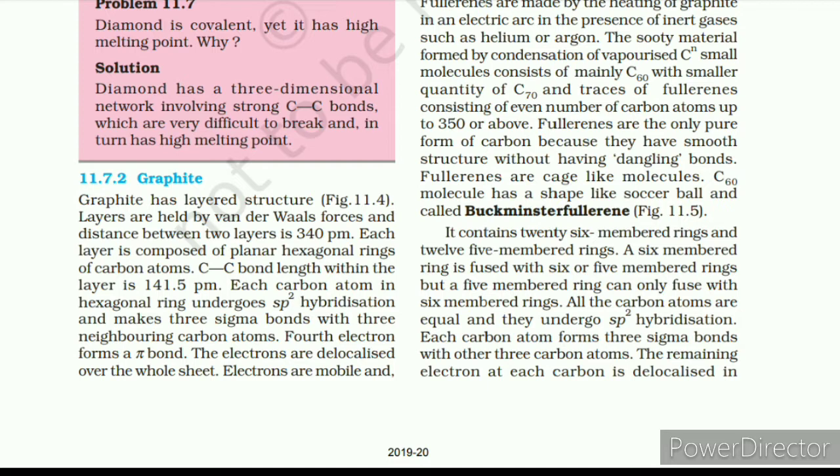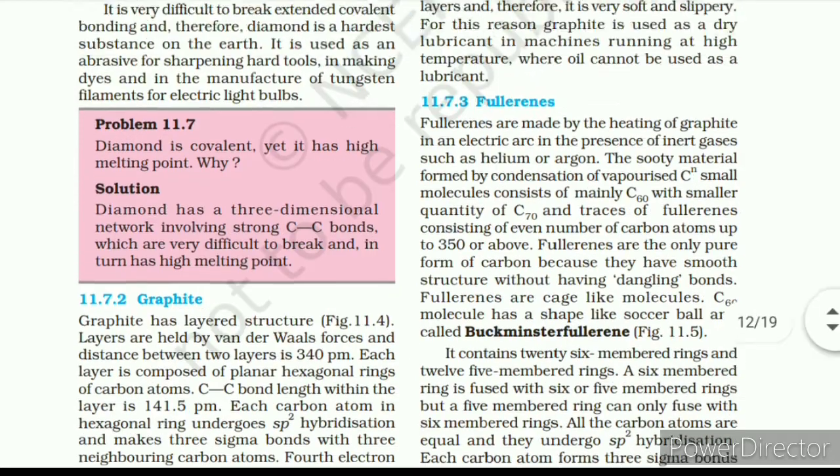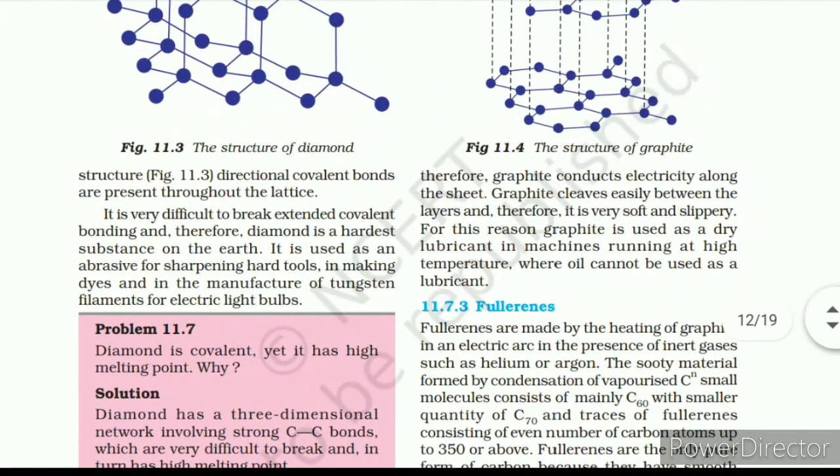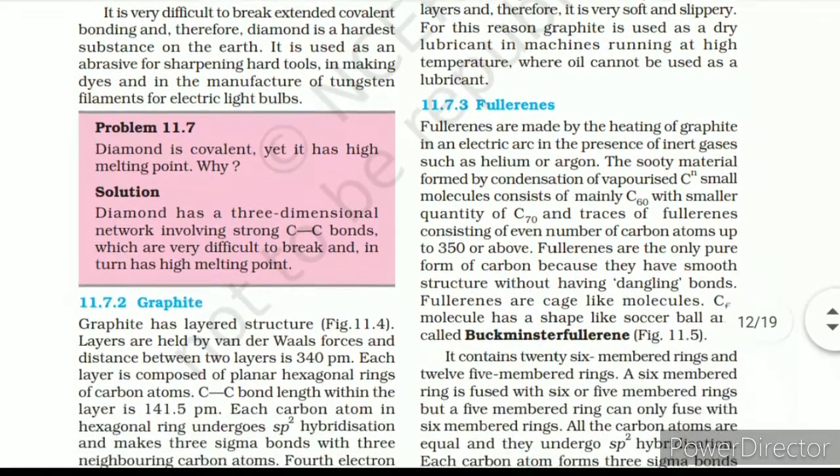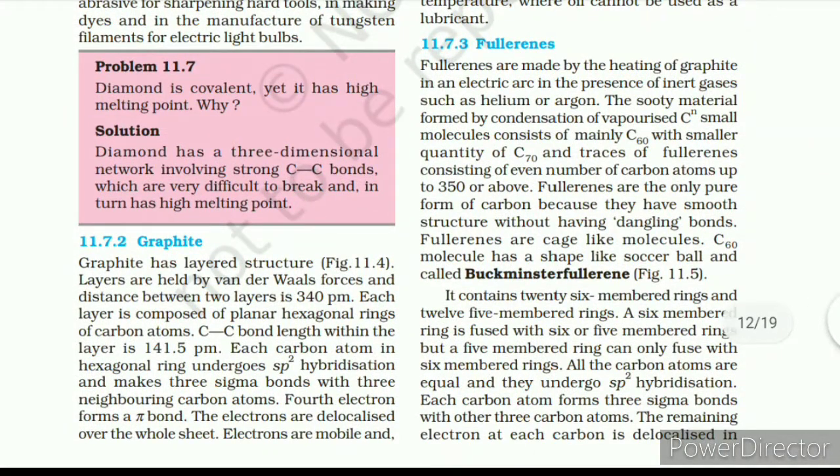11.7.3 Fullerenes. Fullerenes are made by heating of graphite in an electric arc in presence of inert gases such as helium or argon. The sooty material formed by condensation of vaporized Cn small molecules consists of mainly C60 with smaller quantity of C70 and traces of fullerenes consisting of even number of carbon atoms up to 350 or above. Fullerenes are the only pure form of carbon because they have smooth structure without having dangling bonds.